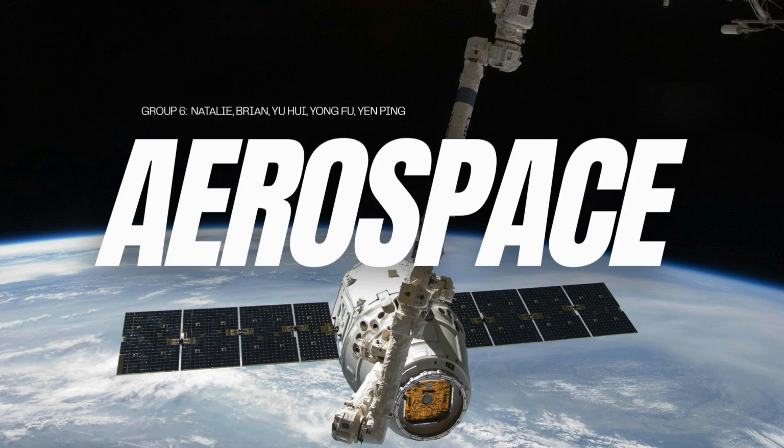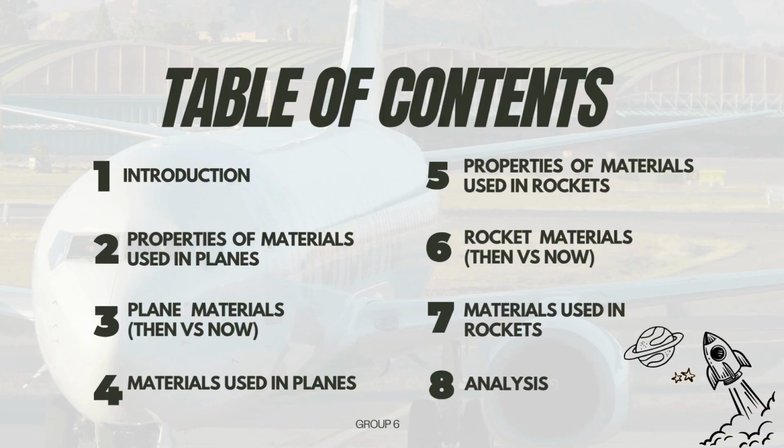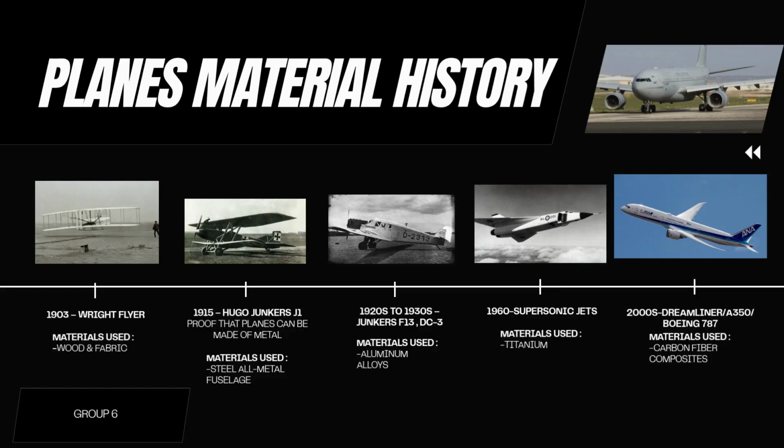Good afternoon, Prof. We are Group 6 and in this video we'll be highlighting the importance of materials for aerospace through making comparisons between the materials used in planes and rockets. Airplane materials have evolved through 5 major stages.